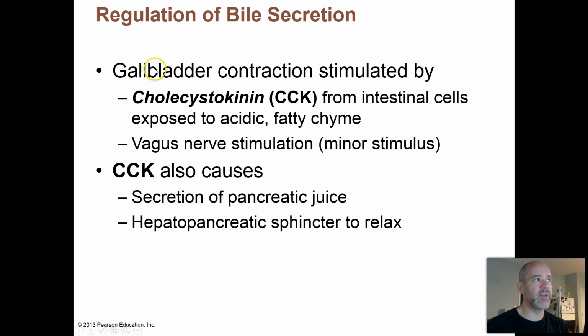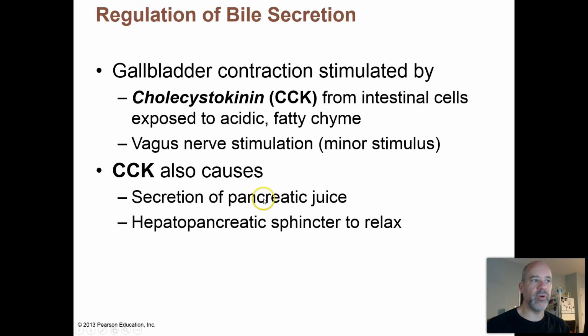So vagus nerve stimulation of the gallbladder also plays a little bit of a role in causing it to contract as well. Some of that stimulation can come just from you thinking about getting ready to eat a meal, or being in the process of eating a meal, chewing and so forth. There are nerve impulses that travel down the vagus nerve to your intestinal organs and let them know, hey, start getting ramped up because you're about to have to get to work here. CCK has another role as well.